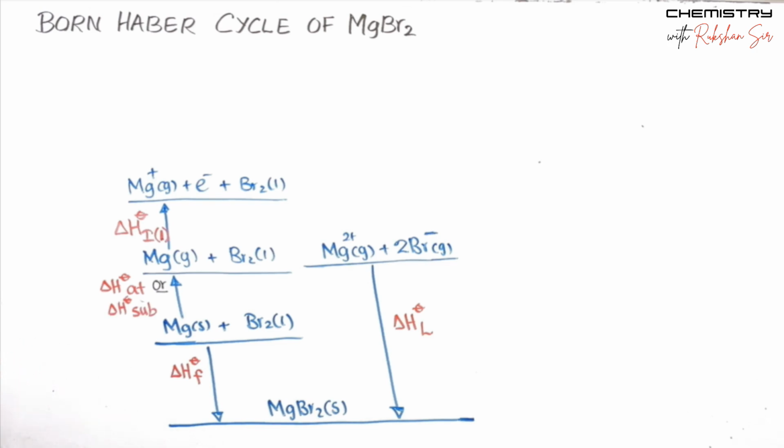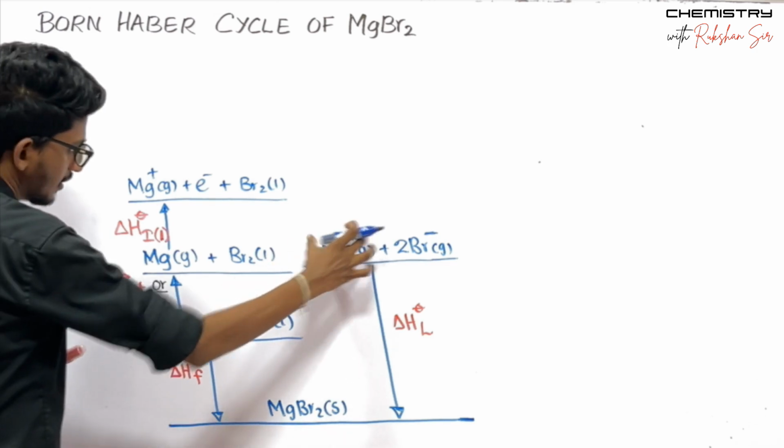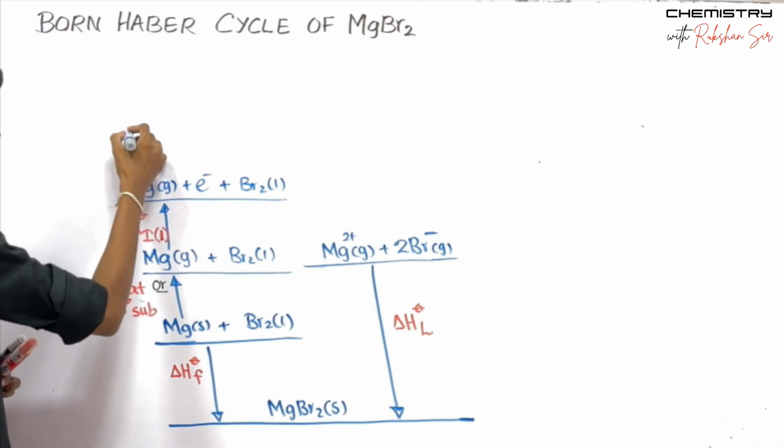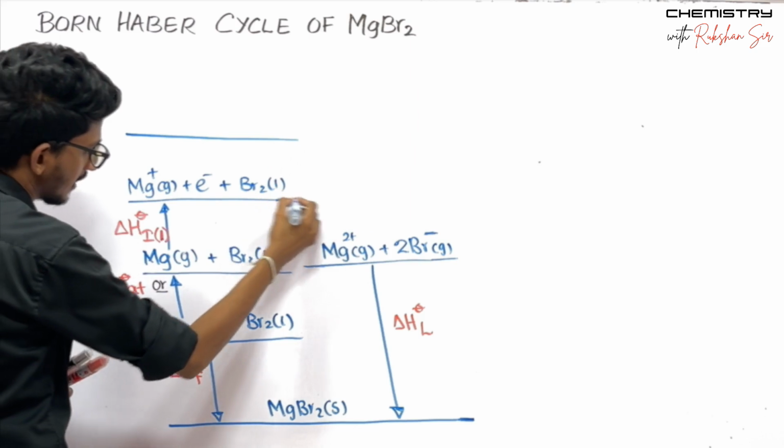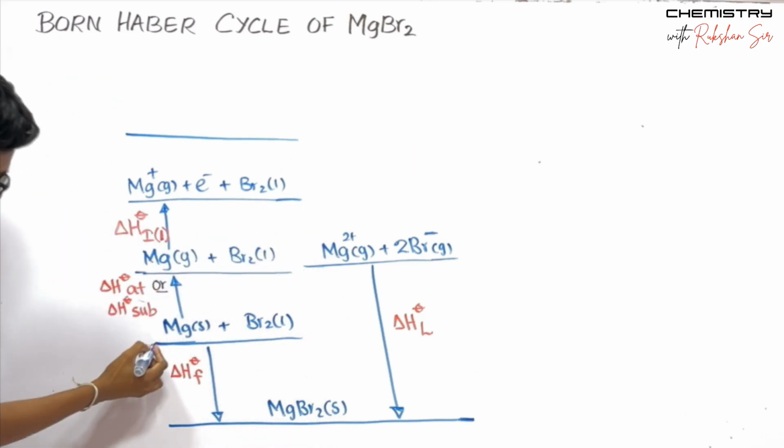Next, we need to come up with the Mg2+ gas, so the second ionization could be carried out.